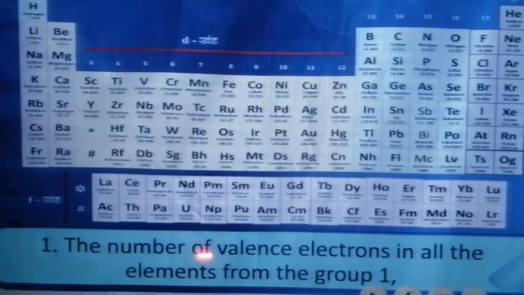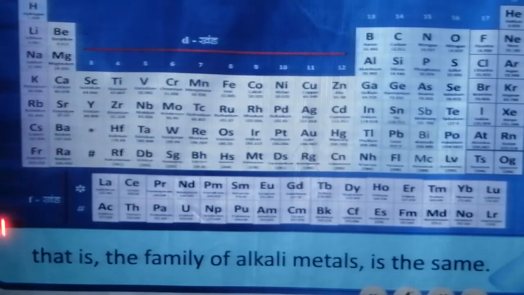First, the number of valency electrons in all the elements from group 1. Valency electrons, group 1. That is the family of alkali metals, and the number is the same. This is the alkali metal. You clearly see it is the same.